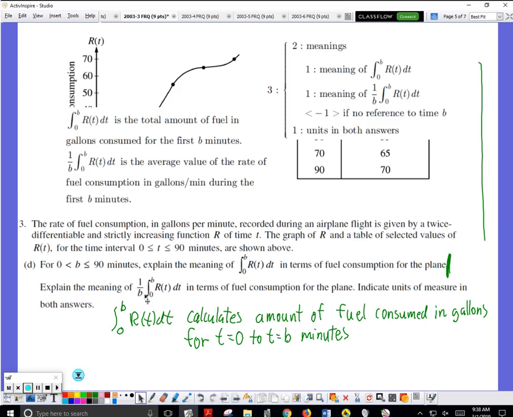You're supposed to explain this as well. Well, with the 1 over b, you're finding the average of r. Since R is the rate of fuel consumption, you're calculating the average value of the rate of fuel consumption. R is measured in gallons per minute, so those units are required. It's happening for the first b minutes. That problem overall is worth 3 points. 1 point for the first meaning, 1 point for the second, and then 1 point for the units.